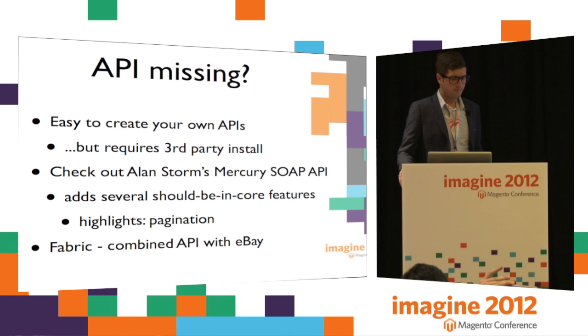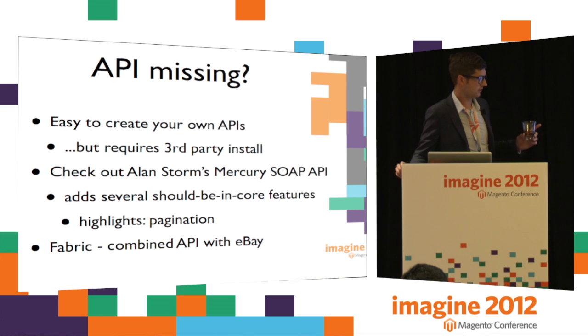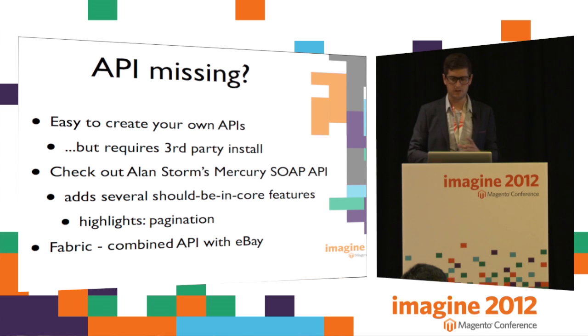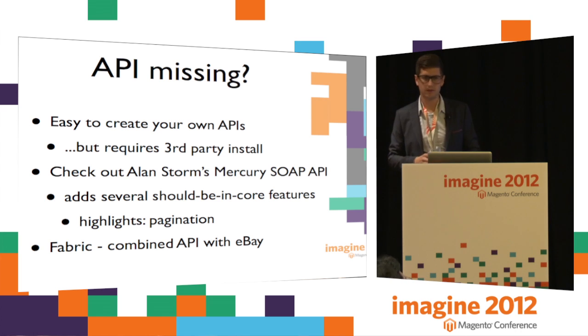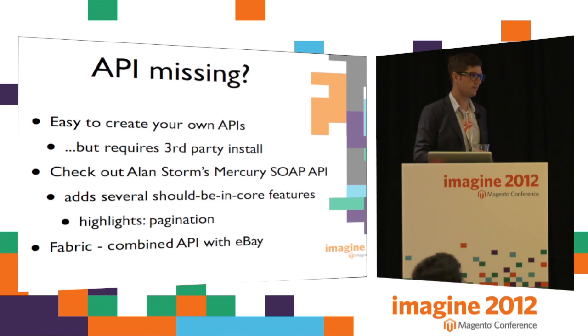Right, and as I mentioned earlier, there are some deficiencies with the APIs. It's really easy to add your own, but it does require a third-party install. One of the recent innovations from Alan is an extension he's called Mercury, and I was lucky enough to get a preview of this in advance of this talk. It's basically an API extension that adds a lot of missing features from the core API functionality. For example, he's added pagination.